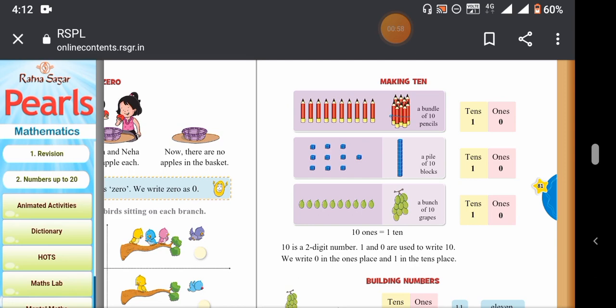So in this number, ten, we should write 0 in the ones place and 1 in the tens place. So 10 ones is equal to 1 ten. 10 is a 2-digit number. 1 and 0 are used to write 10. We write 0 in the ones place and 1 in the tens place.